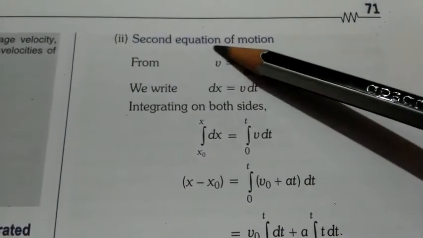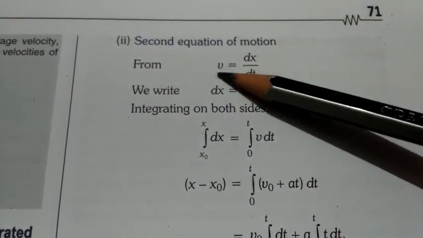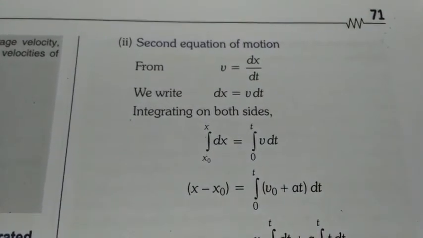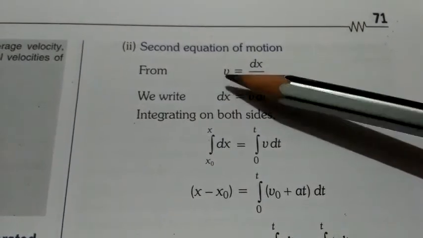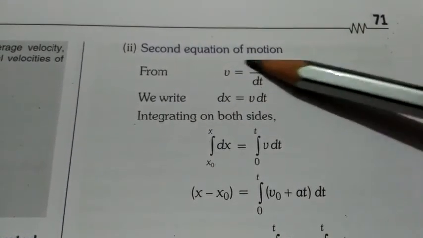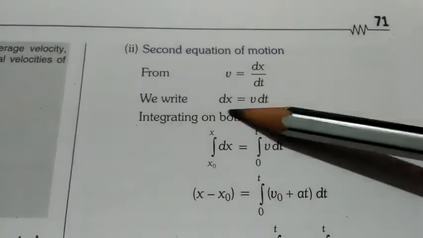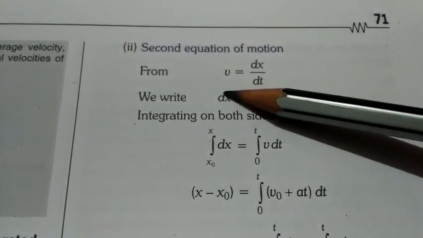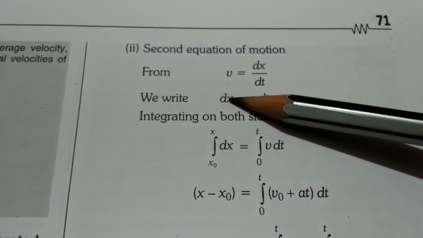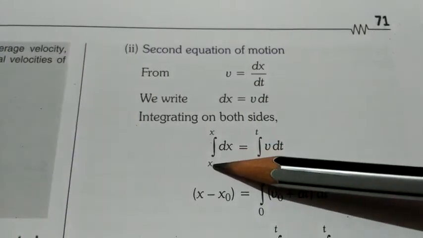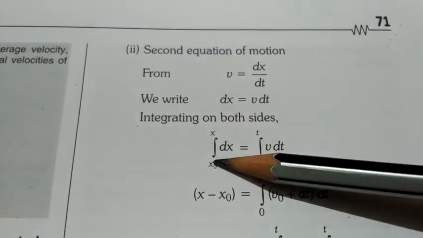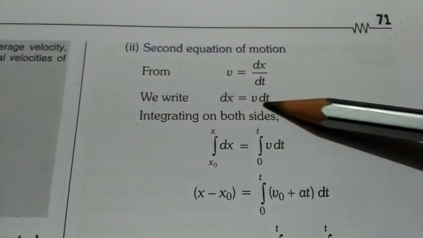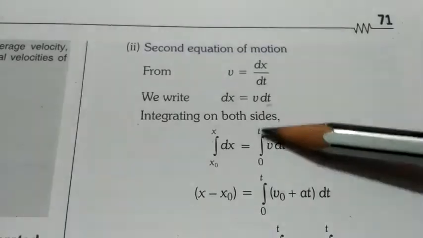Now to derive the second equation of motion, we will take the formula of velocity. In the first equation, we took the formula of acceleration. Here we will take the formula of velocity. So v equals dx upon dt. We rearrange this and write dx equals v dt. Now we will integrate both sides. For dx, the integration is with respect to position, so the limit will be from xo to x, that is, initial position to final position. And for dt, the integration is with respect to time, so the limit will be from 0 to t.